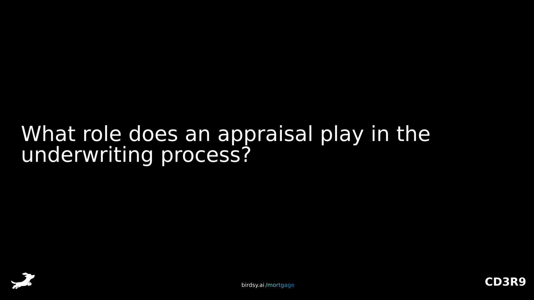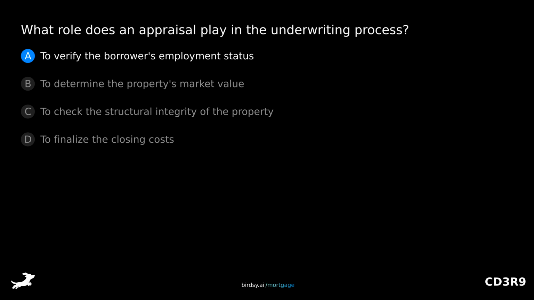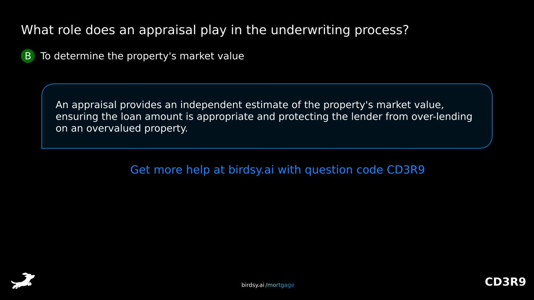What role does an appraisal play in the underwriting process? Is it A, to verify the borrower's employment status, B, to determine the property's market value, C, to check the structural integrity of the property, or D, to finalize the closing costs? The answer is B, to determine the property's market value. An appraisal provides an independent estimate of the property's market value, ensuring the loan amount is appropriate and protecting the lender from overlending on an overvalued property.